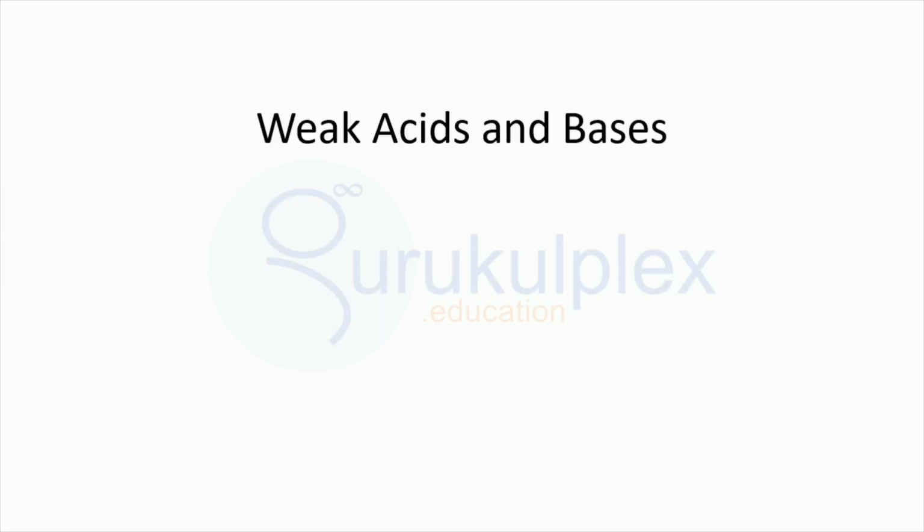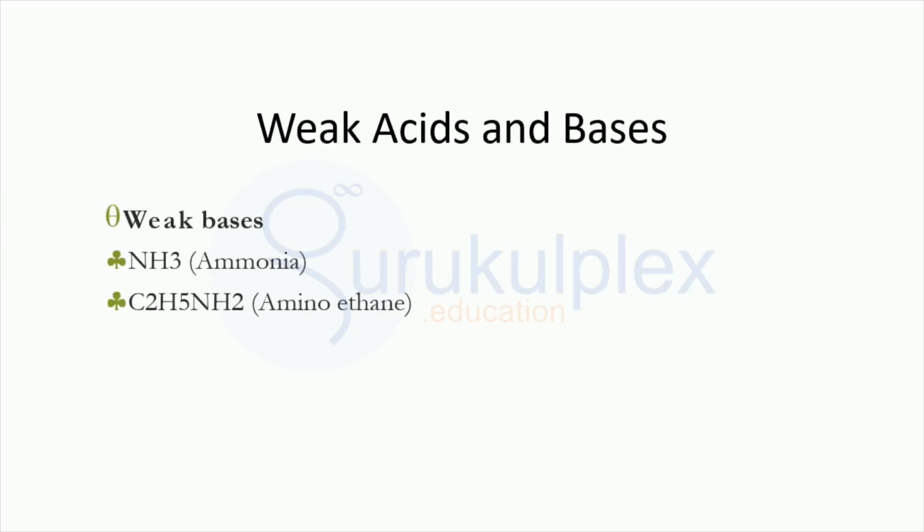Weak bases like ammonia and aminoethane have a basic pH and exhibit relatively low reactivity compared to other bases. The chemical formula for ammonia is NH3, while aminoethane is C2H5NH2. These types of bases typically have a lower pH level than other bases.